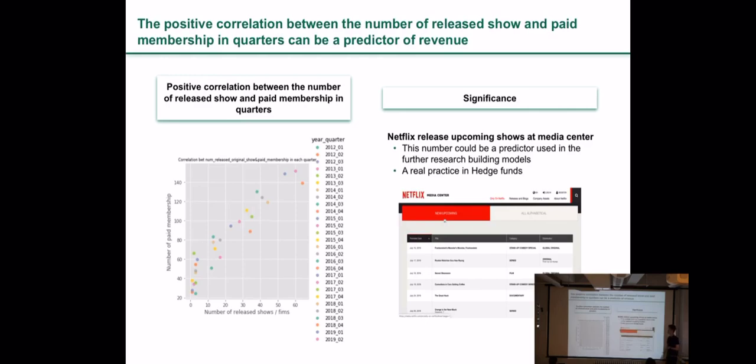All right, the next step is the most significant thing that I found in this research. I grouped my data by quarter, and I drew this plot to see the relationship between the number of released shows and films in each quarter and the number of paid memberships. And I found there's a positive correlation. So that proves that the number of released shows in each quarter can be a significant predictor of paid membership, which can eventually be used to predict the quarterly revenue.